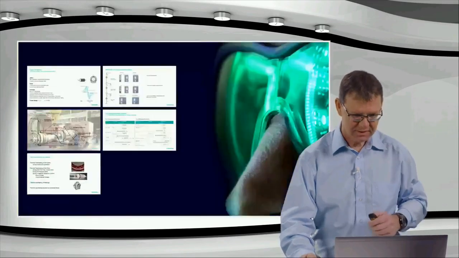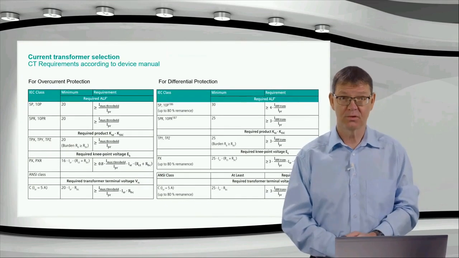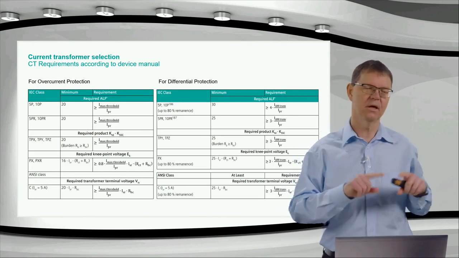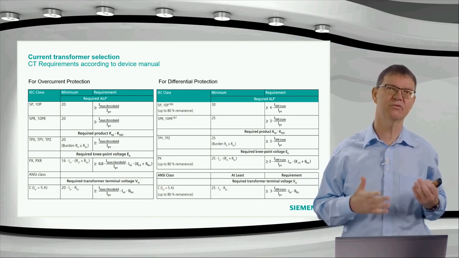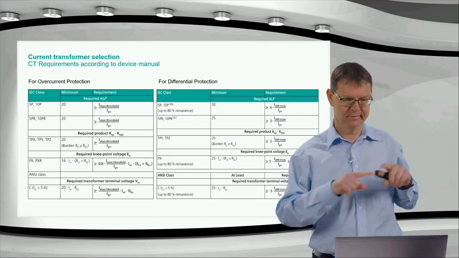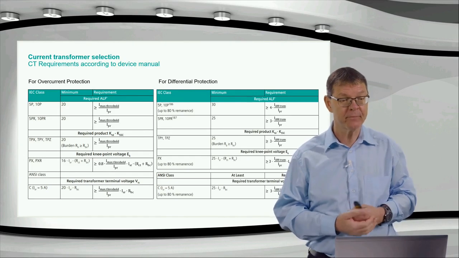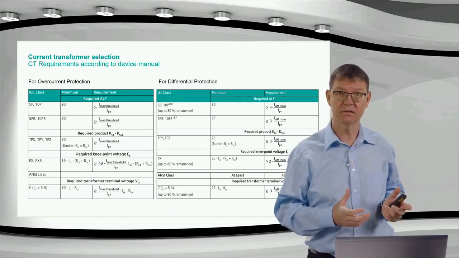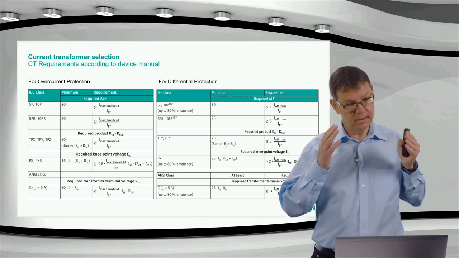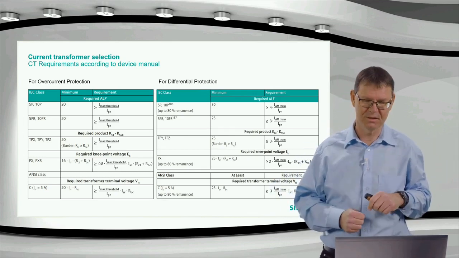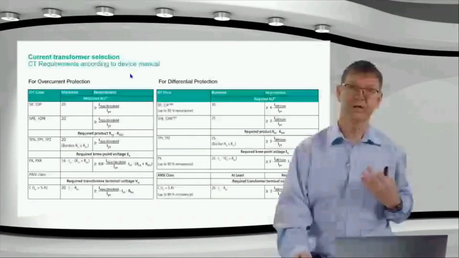Yeah. Thank you. Let's continue with the current transformer selection and dimensioning. What you see here on this slide is an extract of our manual. In the device manuals of each C-Protect 5 device, at the end, we have a table and explanations, and I think also calculation examples, where we define our requirements for our protection functions towards the current transformers, so that everything works fine, as we specify in the technical data at the end of the manual.